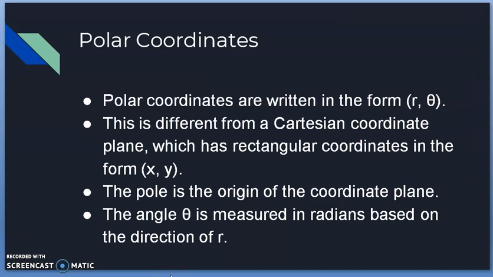Let's talk about polar coordinates. Polar coordinates are written in the form (r, θ). This is different from a Cartesian coordinate plane, which has rectangular coordinates in the form (x, y). The pole is the origin of the coordinate plane, and the angle θ is measured in radians based on the direction of r.